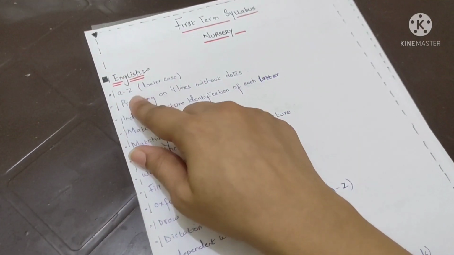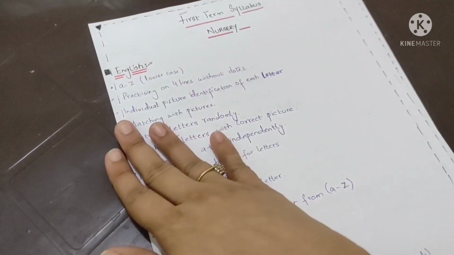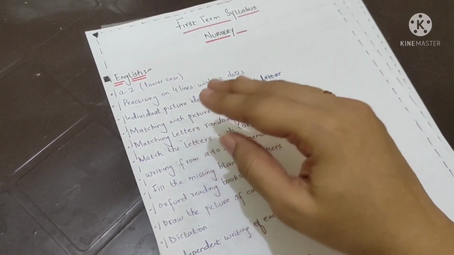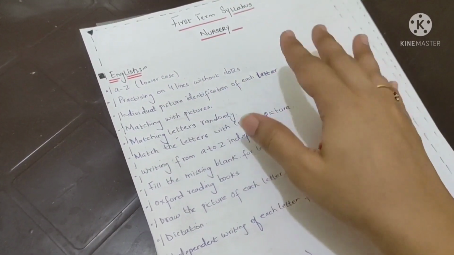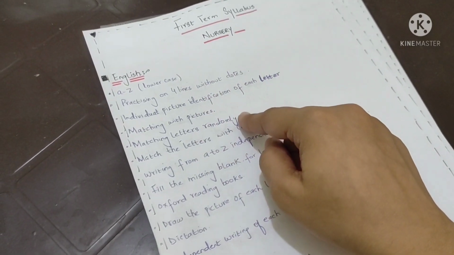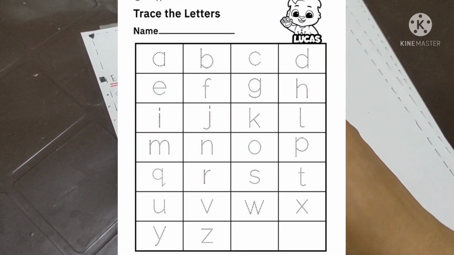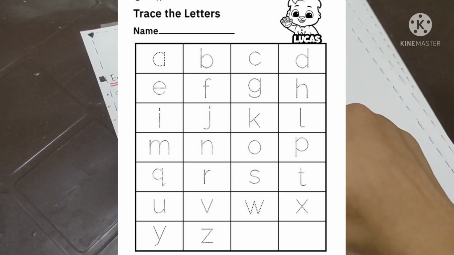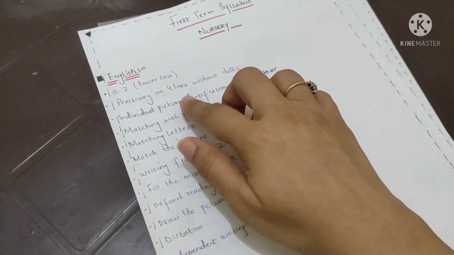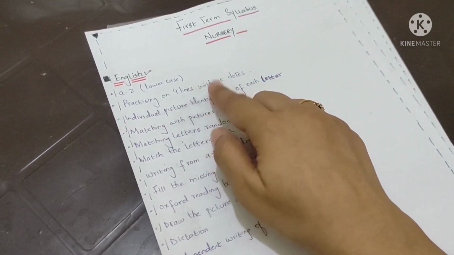The first thing is A to Z lowercase letters. So in the pre-nursery syllabus, we are helping the child with recognition and formation of letters, right? Over here they are already familiar with the formation which they have done in the previous class with the help of the dots. They are joining the dots and forming the letters, right? So iske andar we are introducing how they can write on 4 lines.